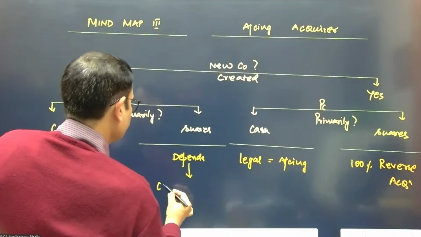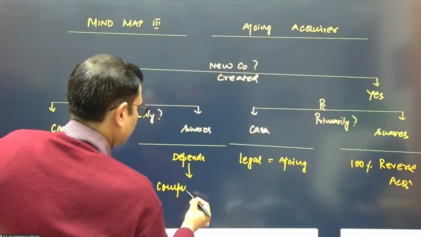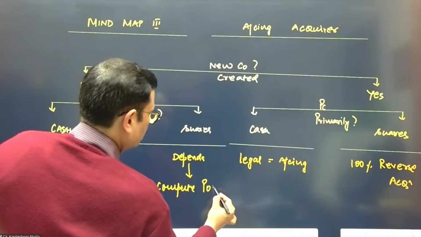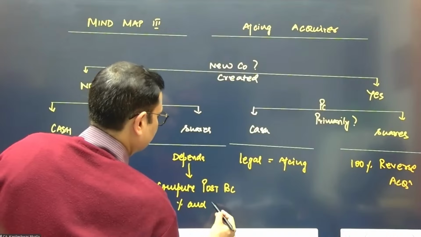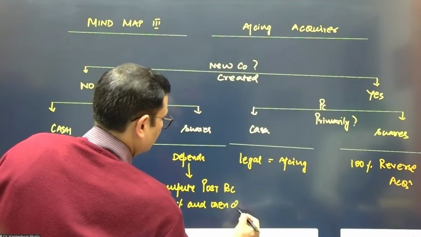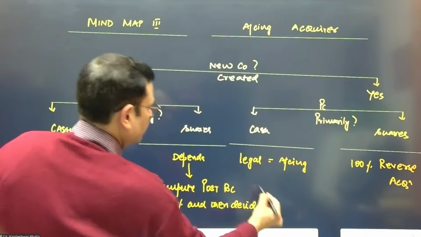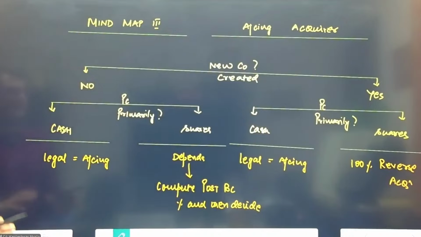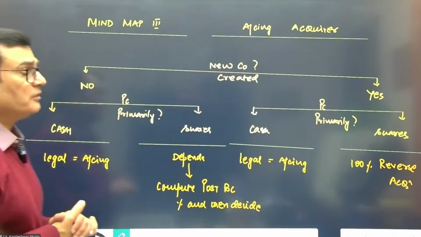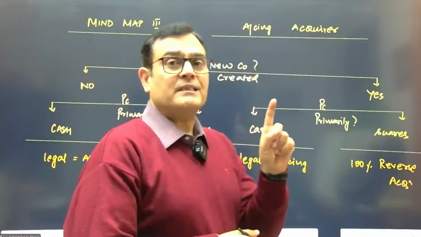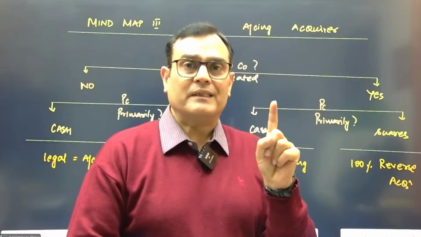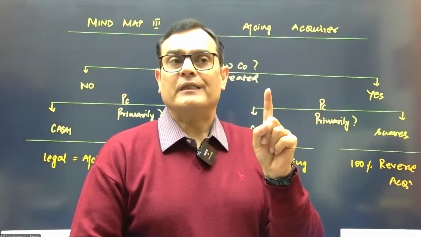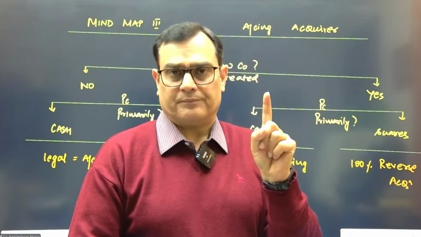So you'll have to compute a post-business combination percentage and then decide. You'll have to calculate a percentage and then take a decision. So I think we can definitely make three important conclusions based on this particular input. Number one, if your PC is in cash, a new company is created or not, doesn't make a difference. It is undoubtedly a case of acquisition accounting.